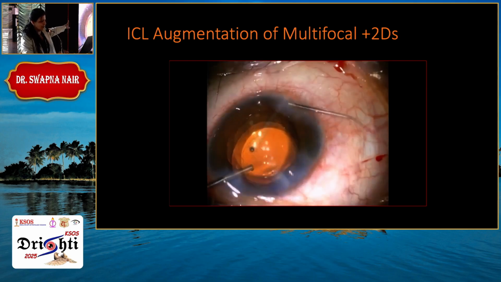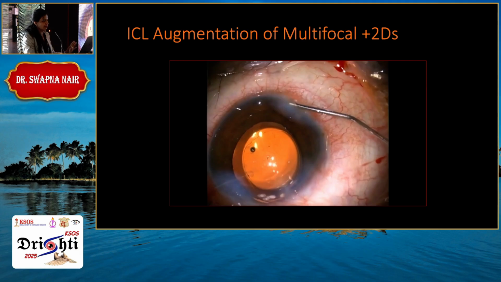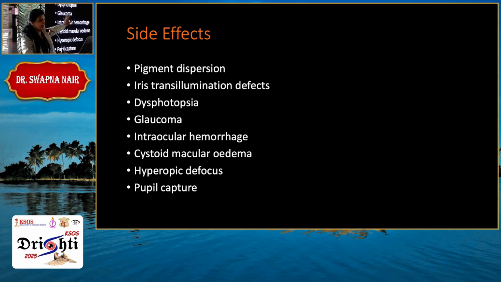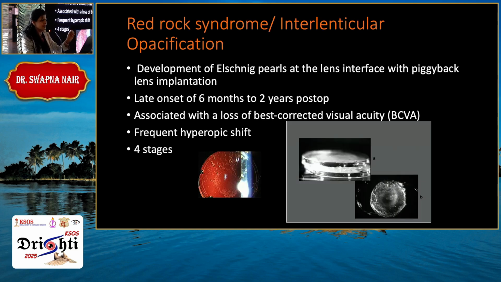Now, what is important, what you see over here is the clearing up of the viscoelastic from under the lens and over the lens and in between the two lenses. So these are the ideal characteristics that a piggyback lens should have. And these are the side effects that can be produced, especially because this lens is going into the sulcus. It may irritate the iris, it may irritate the zonules. Uveitis, glaucoma, hyphema syndrome is a small possibility, not much with the modern lenses.